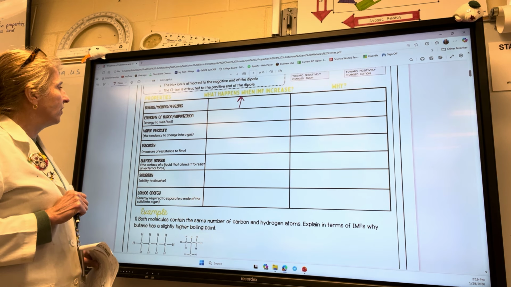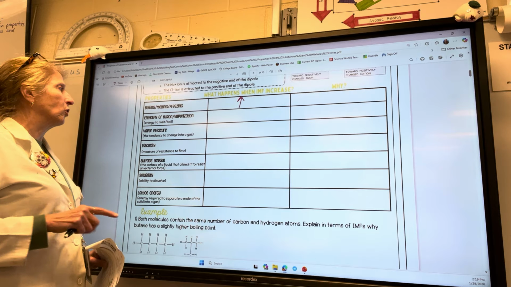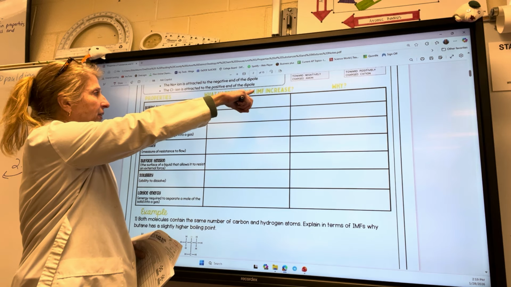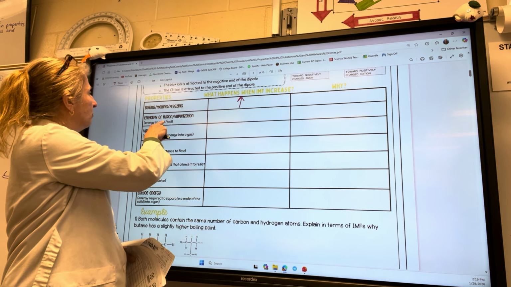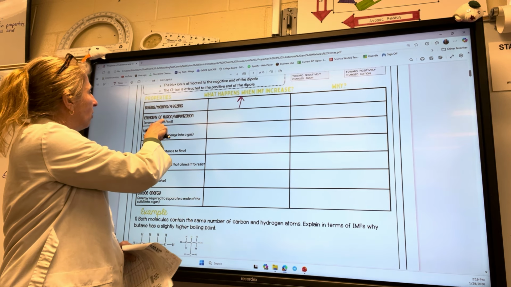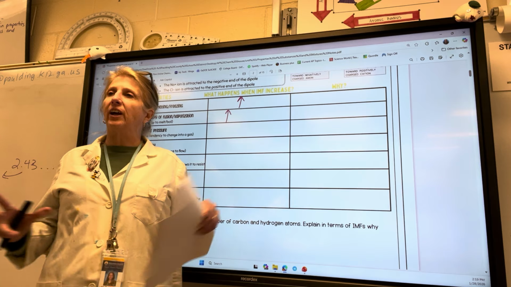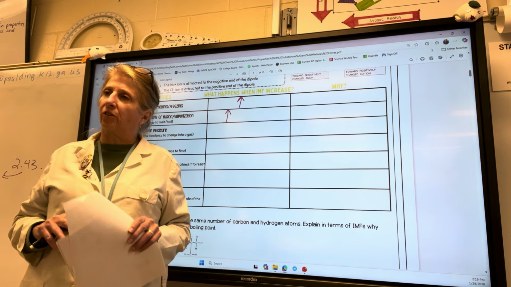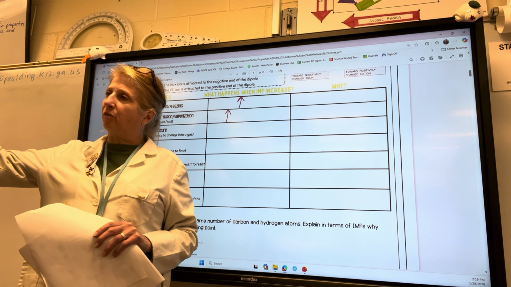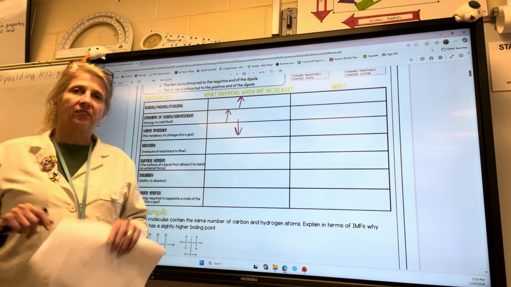Enthalpy of fusion, vaporization, the energy to melt or boil. As it's stuck together harder, is it going to take more or less energy to get it to boil? More, right? That's going to increase. And we're just talking about the why. We're not writing them. Vapor pressure. So this is the tendency to turn into a gas. If it has really strong intermolecular forces, is it going to want to fly off and be a gas? No. So what's this one going to be? It's going to go down, right? It's going to decrease.